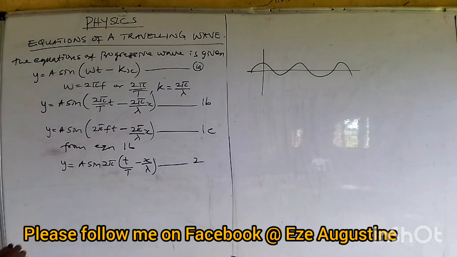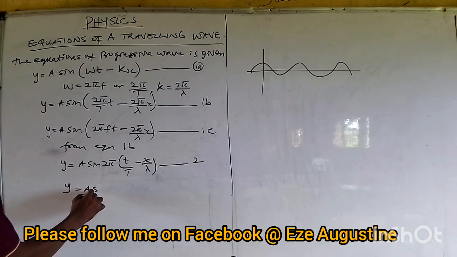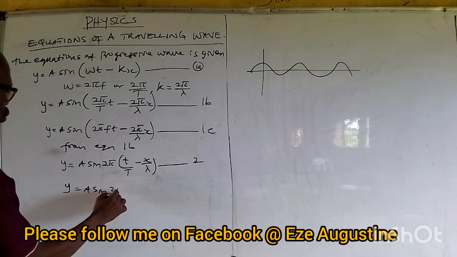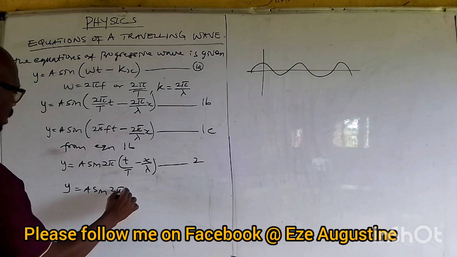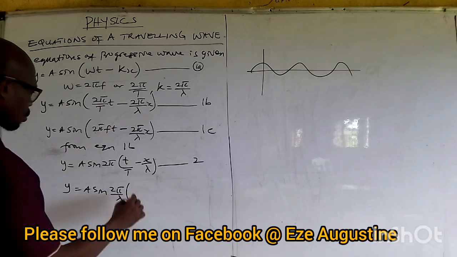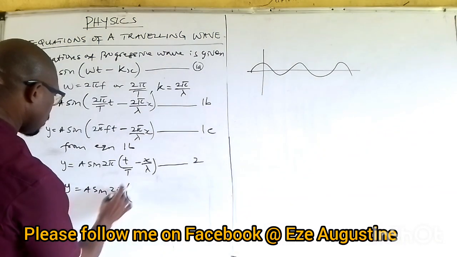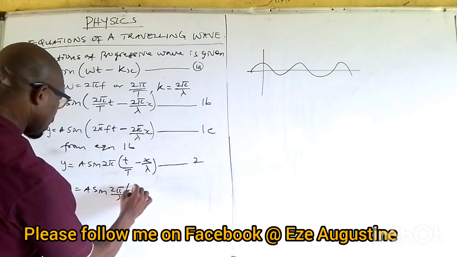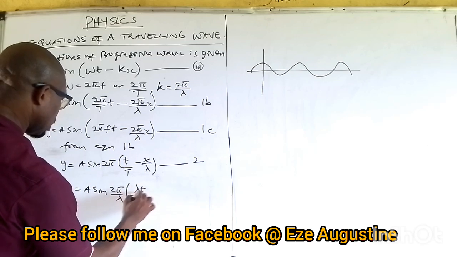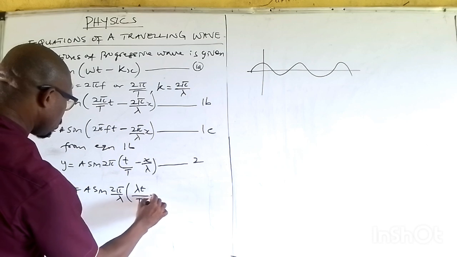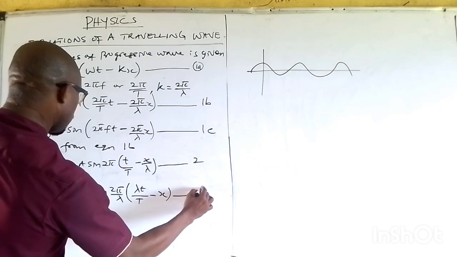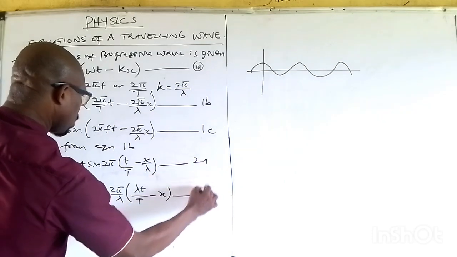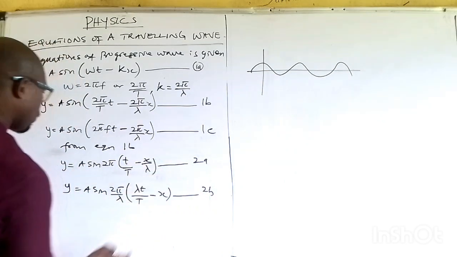Now, I can still simplify further. We have y is equal to a sine 2 pi all over lambda, and if we simplify further, we can have lambda t all over period minus x. I can have it as 2b because it's still part of that.